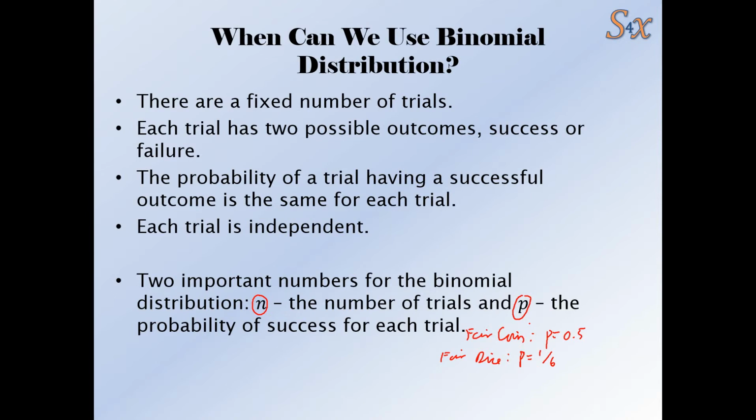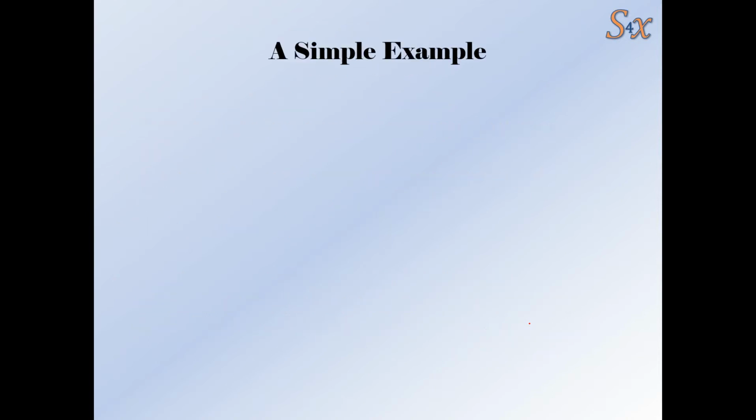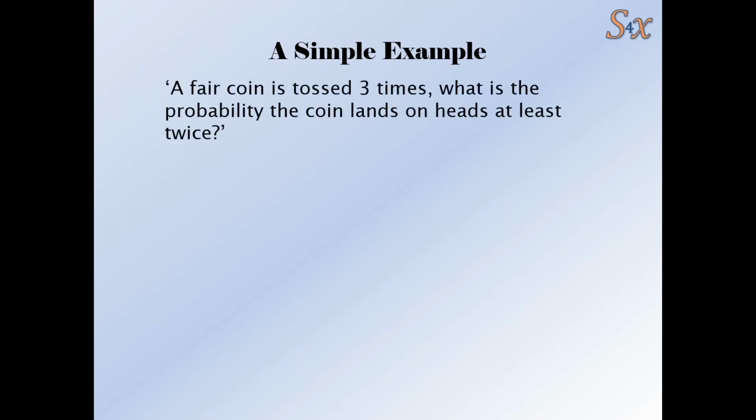So they're the two important numbers for the binomial distribution. We're always going to state those at the start of every question. So let's have a look at an example. A fair coin is tossed 3 times. What's the probability the coin lands on heads at least twice? If you watch the tree diagrams video, you'll probably know that we can solve this with a tree diagram by doing something like this for the three times it's tossed. You can figure out the probability.